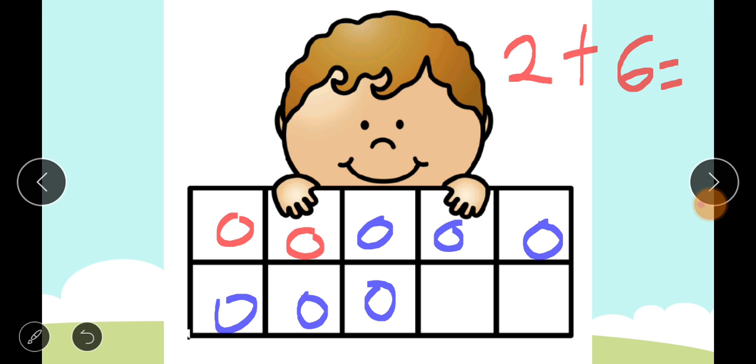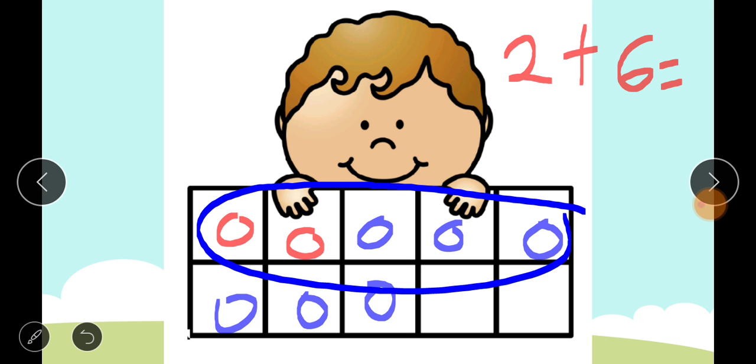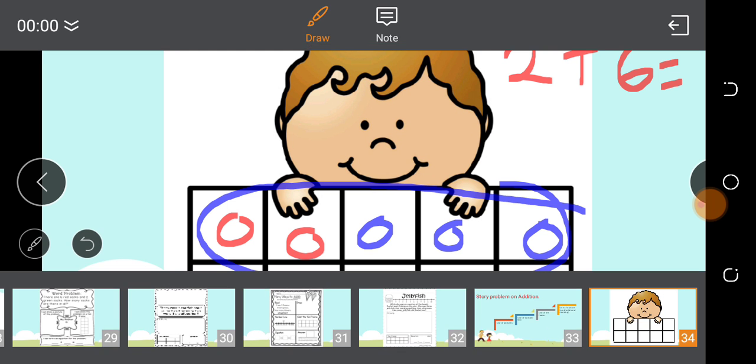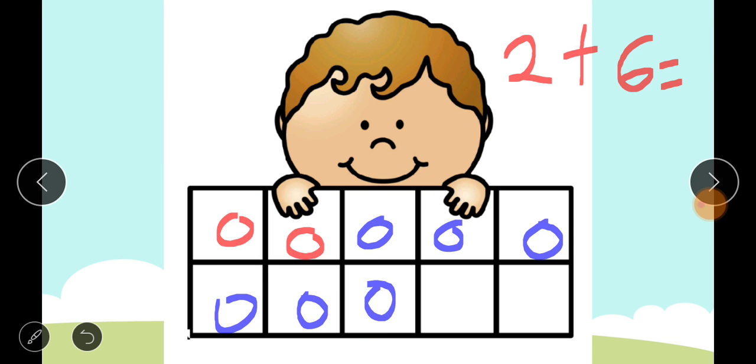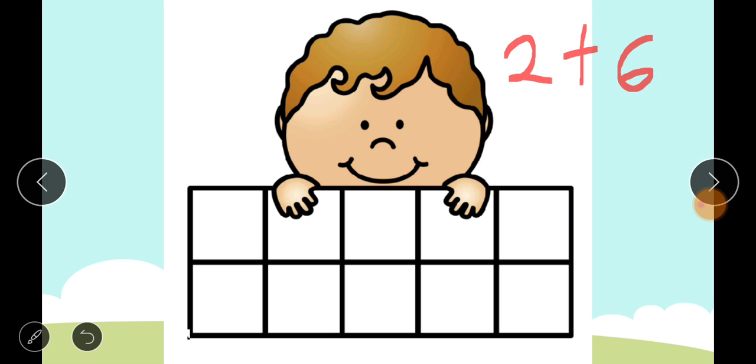Good. So he has 8 balls. That means you have here 5, 6, 7, 8. Very fast. Or you count backwards. This is 10. So you go 10, 9, 8. So you know this is 8. So you got how many balls? 8 balls. Very good. So you're going to do something for me now.